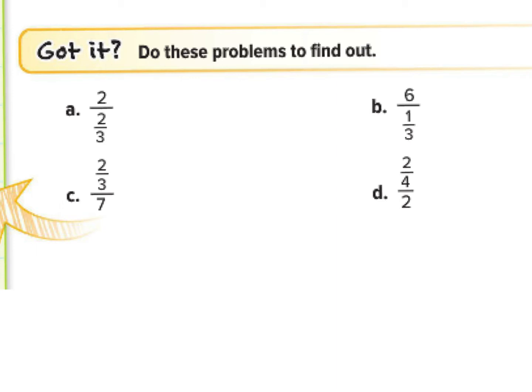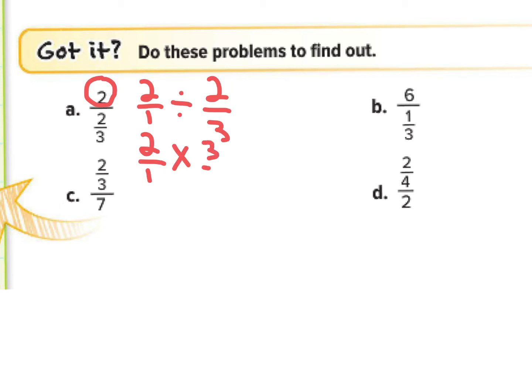Okay, I hope you paused your video and you are ready to continue. So 2 divided by 2/3 is the same as writing 2 over 1, right? This 2 right here is 2 over 1 divided by 2/3. Correct? Okay, we keep, we change, and we flip. Keep, change, flip. Now, when you're multiplying fractions, the first step in multiplying fractions is doing a cross-reference.